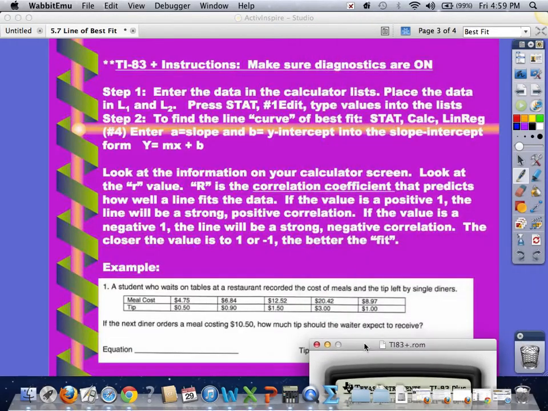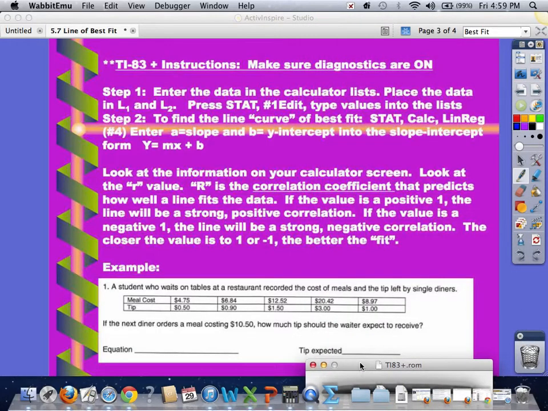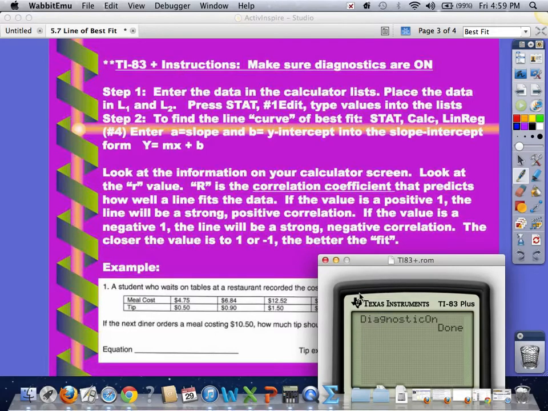All right, I'm going to move this out of the way. Then what we're going to be doing is entering data. And when you enter data, you always will place it into a table. First you would press stat, number 1, and edit. So I'm going to go ahead and do the information down here in example number 1 and show you where it's going to go. Okay, let me bring that back up.